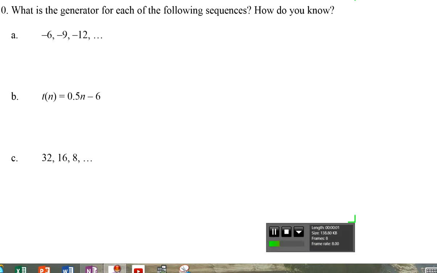What is the generator for each of the following sequences? When I speak of a generator for a sequence, the two generators that we've been talking about are either you're multiplying by the same value each time or you're adding the same value. And yes, if you are multiplying by 1/2, that is the same as dividing by 2, but you're better off thinking about that as multiplying by 1/2, because that's the common ratio, and it'll help you get the expression for the nth term better.